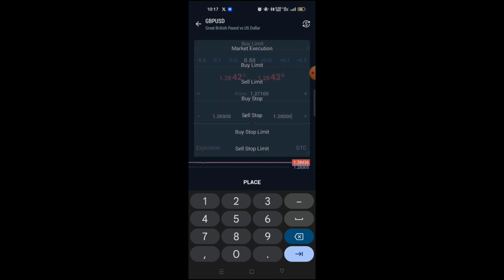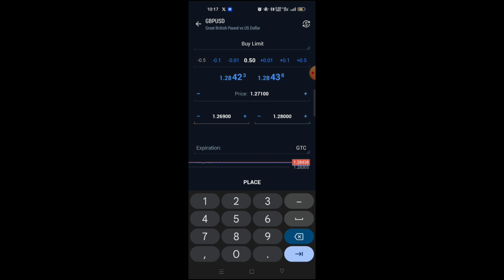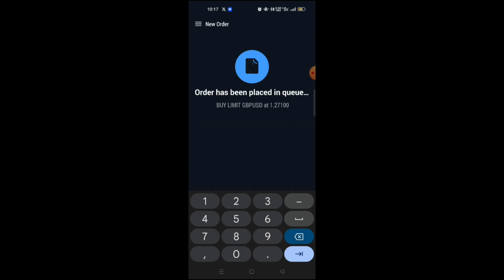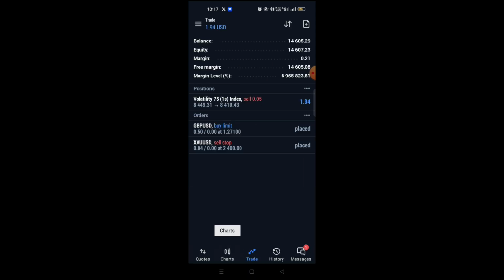It should be a buy here, should be a buy limit. So as you can see, 1.271, 1.269, 1.28, then I'll place. If I go to the MetaTrader now, let me delete this. If I go to the MetaTrader now, how do I go there?